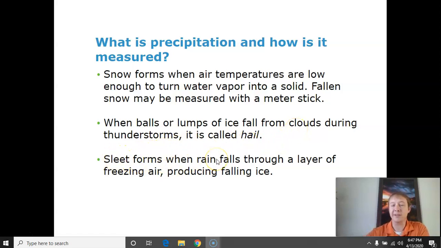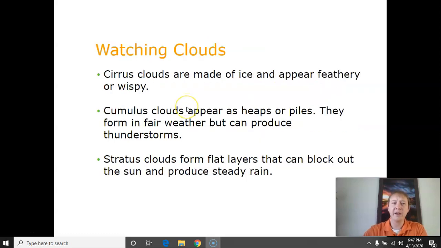Sleet then is basically rain that falls through a layer of freezing air. As it hits that air, it's going to freeze and become little solid pebbles or really tiny pieces of hail. They're small enough that we simply call them sleet. We'll go more through the precipitation later on in the unit. Okay, clouds. We will have a unit part on clouds, so we're going through this real quick here. There's three main types that we're going to be looking at. We have what we call cirrus, cumulus, and stratus.